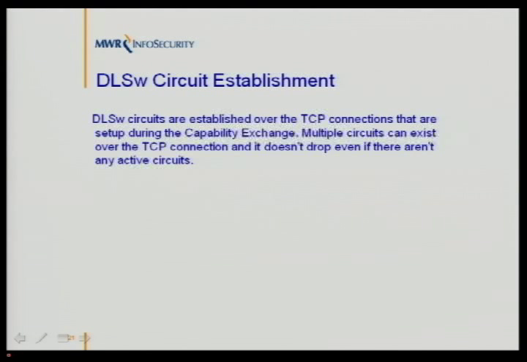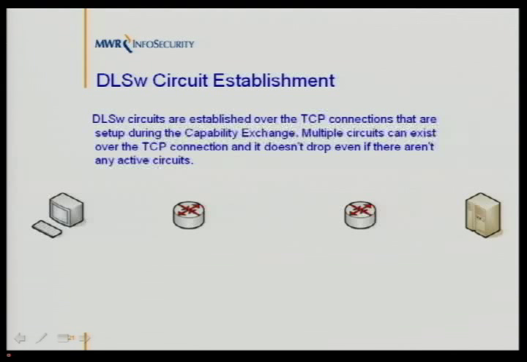When we're initially setting up a DLSW communication, we'll do what's known as a capability exchange. We'll come on to look at that in more detail in a little while. But once you've exchanged capabilities, you essentially have a TCP connection between DLSW-capable routers. On top of this TCP connection, we can then establish circuits. These circuits are essentially SNA sessions that are being used to communicate between individual hosts in the mainframe. Now, multiple circuits can exist over that TCP connection, and that TCP connection won't drop even if there isn't an active circuit.